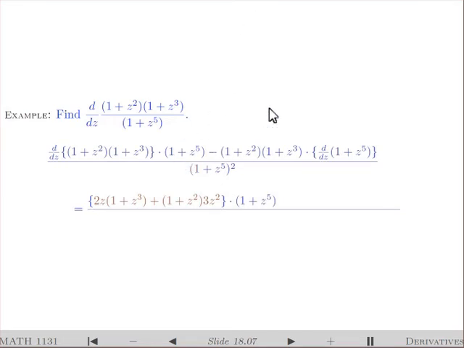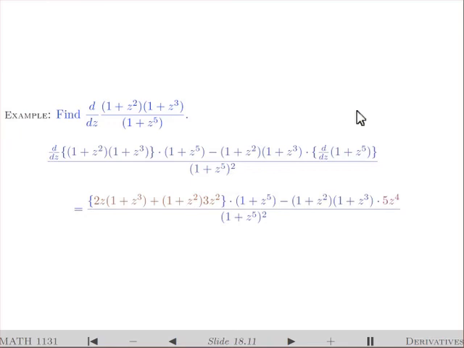And then in the second term in the numerator I have the original function's numerator multiplied by the derivative of its denominator, that's derivative of 1 plus z power 5, that's 5z power 4, the whole thing over (1 plus z power 5) quantity squared.